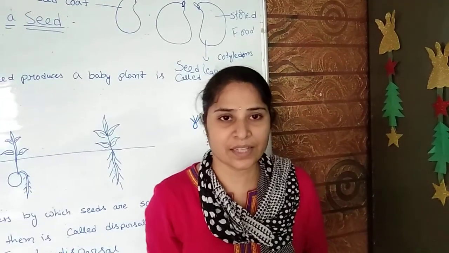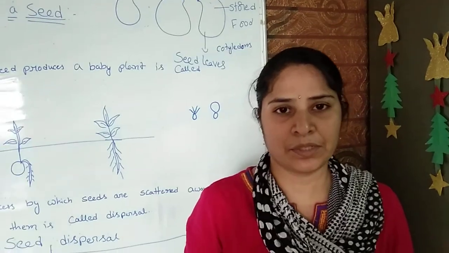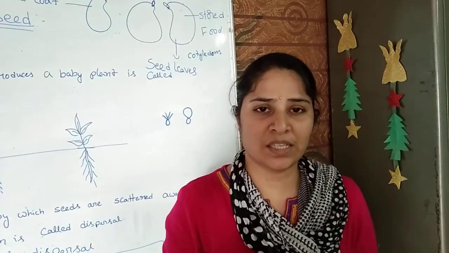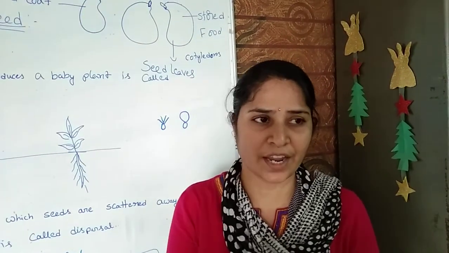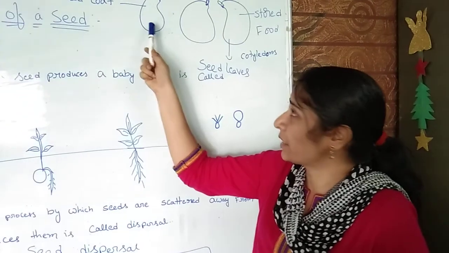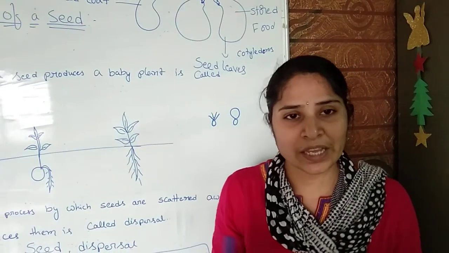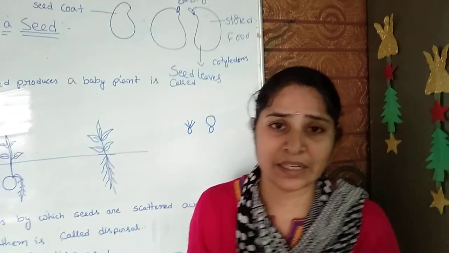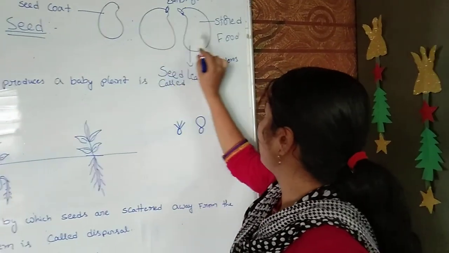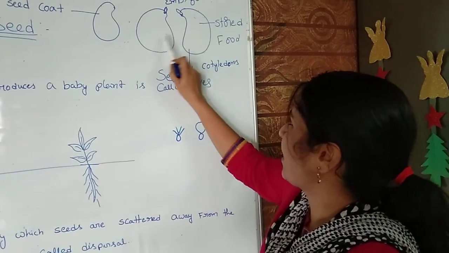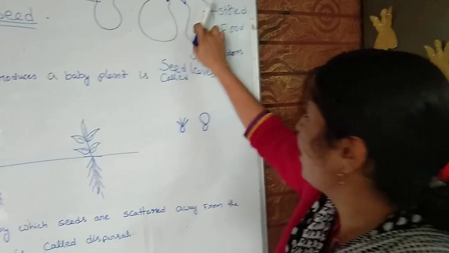When we take some seeds like black gram seeds and soak them in water for 6 hours, after 6 hours, take out the seed and what will happen? The tough outer coat gets softened. We can easily remove that outer coat, or seed coat. So what can we get? Seed leaves, which are cotyledons.